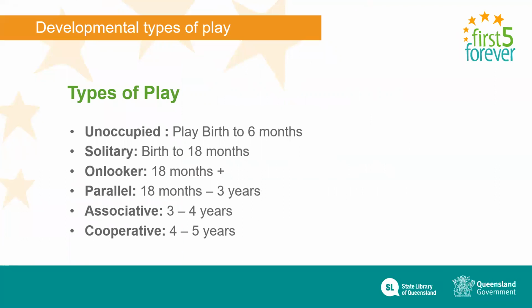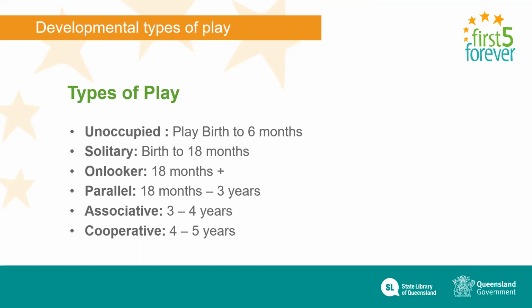So types of play. Types of play explains how children's play changes depending on their age or depending on their developmental stage. So the first type is unoccupied play, and this normally occurs from about birth to 6 months. And you might have observed newborn babies or young babies that come along to your programs, and they might be making a lot of jerky movements with their arms, their legs, their hands, their feet. And really all they're doing is learning or discovering about how their body moves.